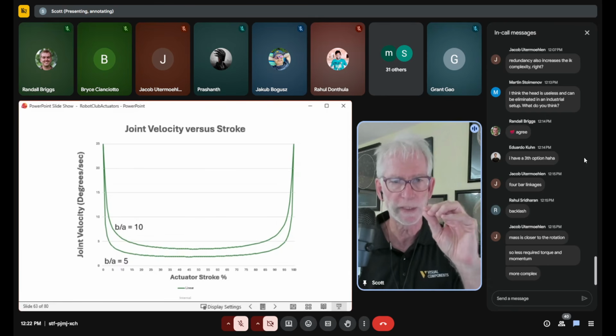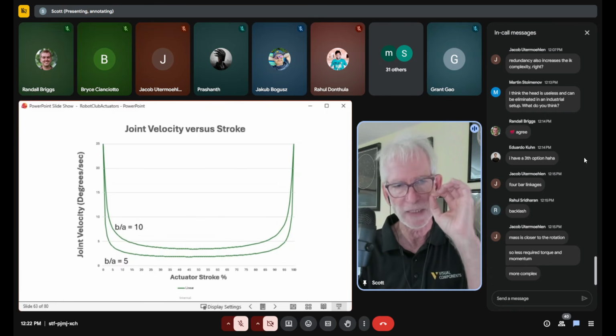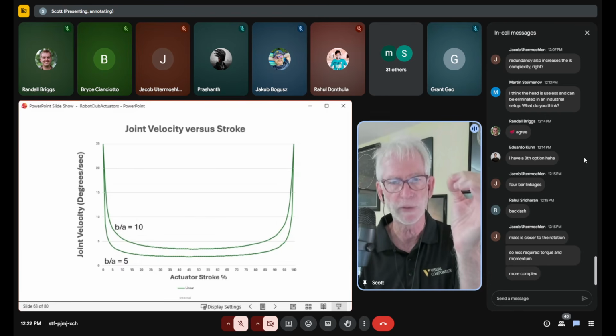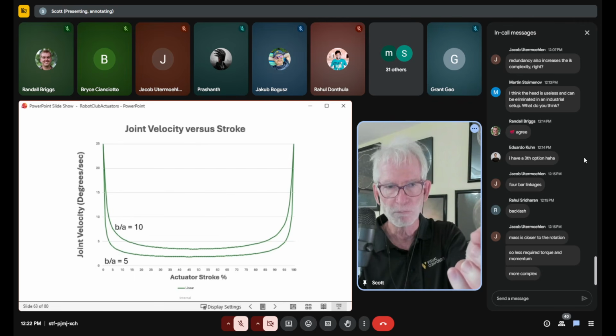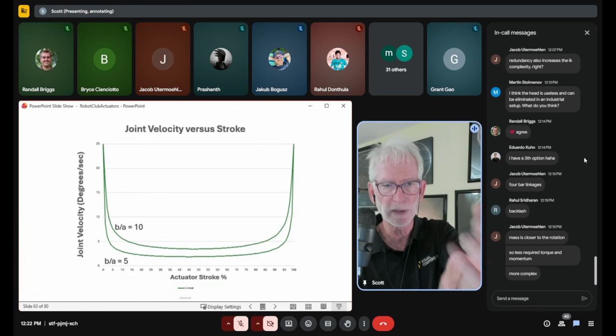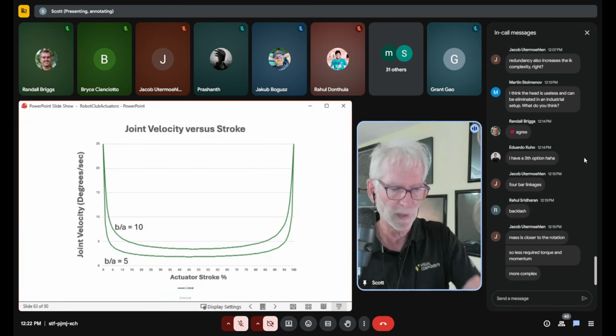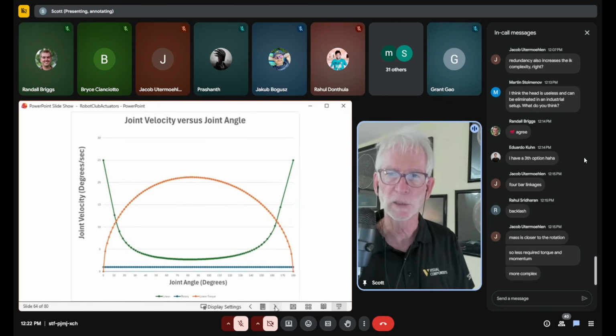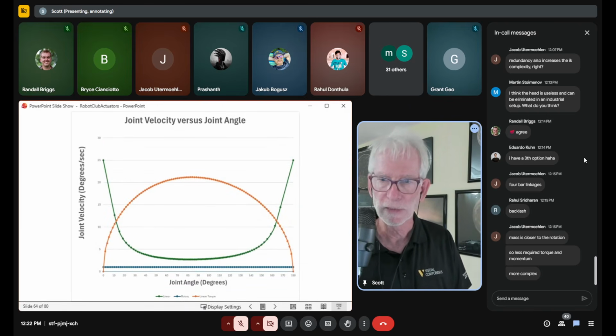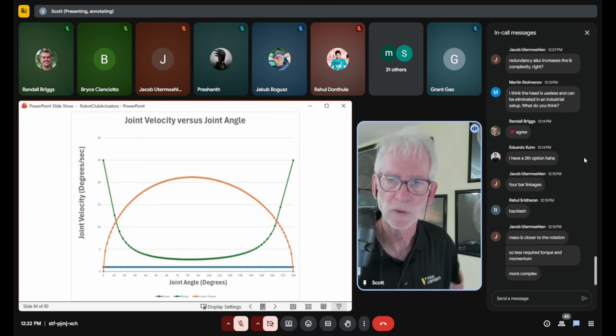So if I'm trying to control my joint in the middle, I can do it very easily. Basically, the input that I'm giving is the output that I'm seeing. But when I get to the edge, I just move the actuator a little bit, and the output moves a lot. And so it becomes very hard to control because it starts to go very fast all of a sudden.